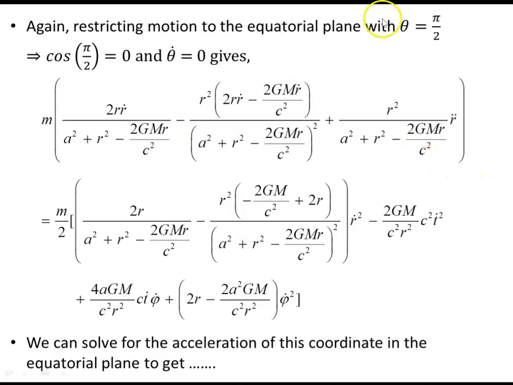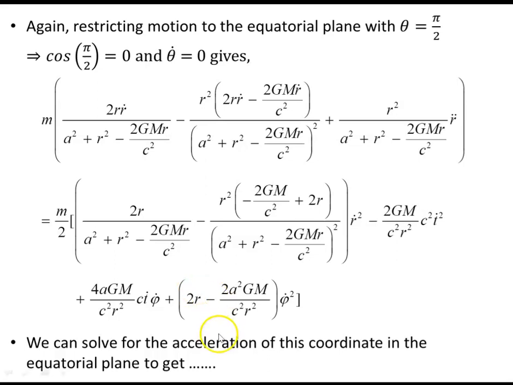All right, now again, restricting motion to the equatorial plane with theta is pi on 2, that implies cos pi on 2 is 0, and theta dot is 0, setting that to 0. So setting the theta component of momentum to 0, so it remains in the equatorial plane, the equatorial plane being theta is pi on 2. When we do that, it does simplify down quite a bit, but it's still quite large. Even restricting the motion just to the equatorial plane still leaves quite a large, complex equation.